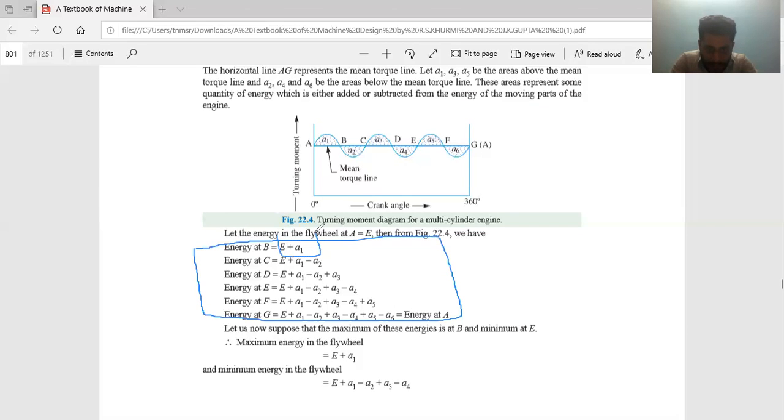Say E plus A1 is my maximum energy after calculation, and E plus A1 minus A2 plus A3 minus A4, that means the energy at E, is the minimum energy. I am taking this randomly. That will depend from question to question. Fine. This is maximum, this is minimum. Then I know by definition that the maximum fluctuation of energy is maximum energy minus minimum energy. That means E plus A1 minus, in brackets, E plus A1 minus A2 plus A3 minus A4. If you do it, you will get what?